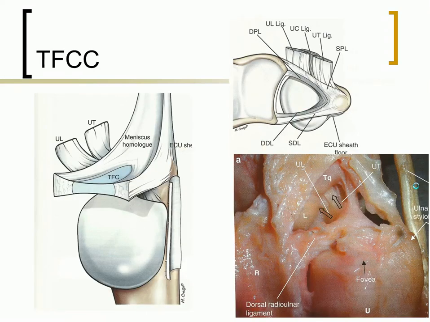The ulnocarpal ligaments here, the UL, the ulnolunate, and the UT, the ulnotriquetral ligaments, originate not from the moving ulnar head, but rather from the volar deep part of the TFCC. The dorsal ECU sheath is also part of the TFC complex. When the TFCC has a peripheral tear and an arthroscopic repair is done, the TFCC is repaired to this ECU subsheath. Note how the superficial part of the TFCC attaches to the styloid, but the deeper part attaches to the fovea.